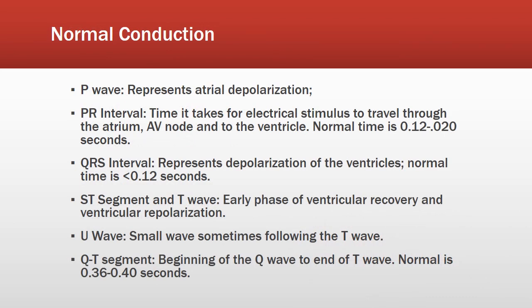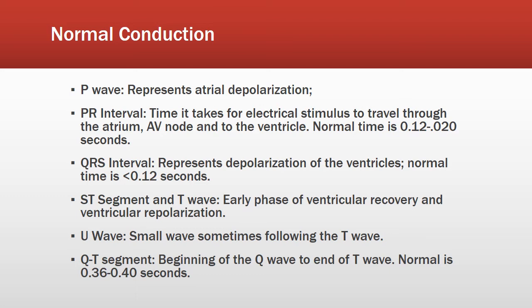P waves represent atrial depolarization, which occurs after the SA node sends out an electrical stimulus. The PR interval is the time that it takes for the electrical stimulus to travel through the atrium, the AV node, and to the ventricle. Normal time is 0.12 to 0.20 seconds. The QRS interval represents the depolarization of the ventricles and normally measures less than 0.12 seconds. And it's very important that you remember all of these intervals because you will be tested on them later on in the semester.